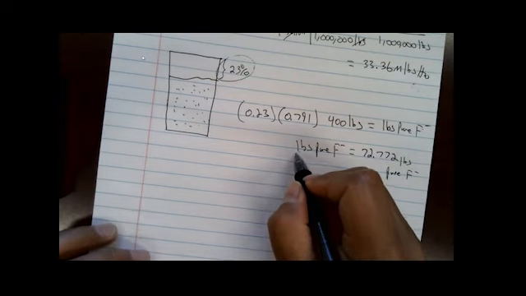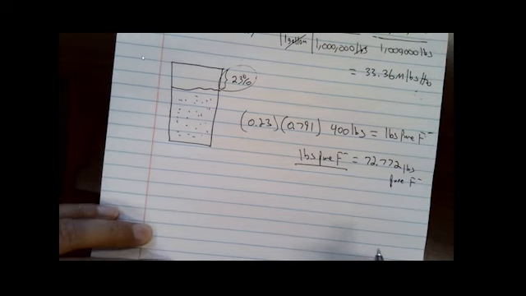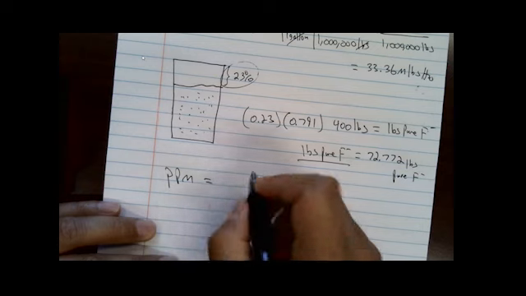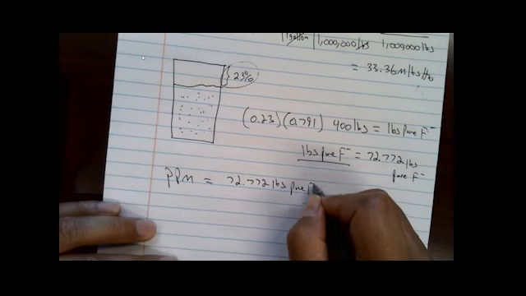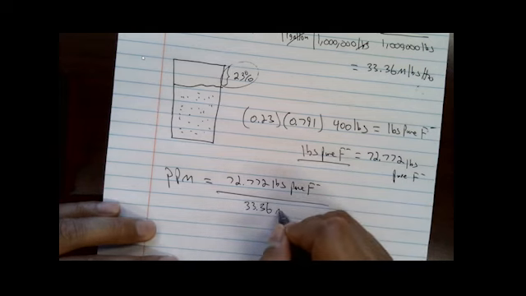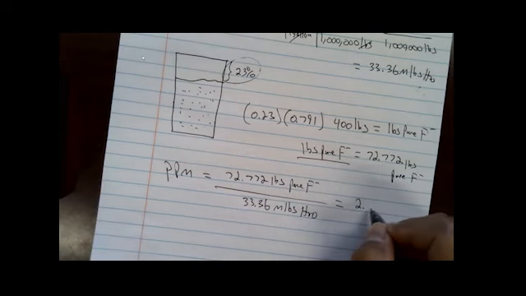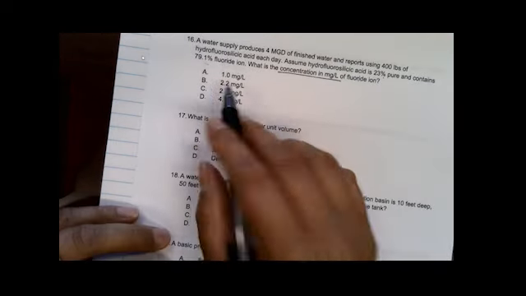Now that we have the pounds, we can divide that by the million pounds of water and plug it right into our part per million equation. 72.772 pounds pure fluoride ion, divided by 33.36 million pounds of water, gives us 2.18 parts per million, right? Now 2.18 can be rounded to 2.2, and we have our answer of B.